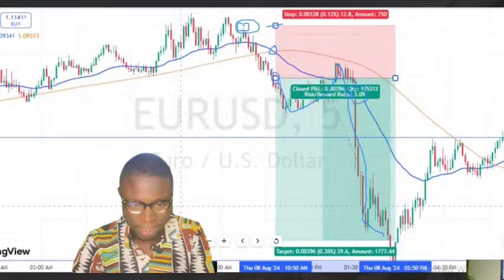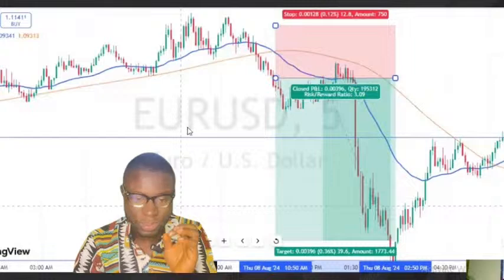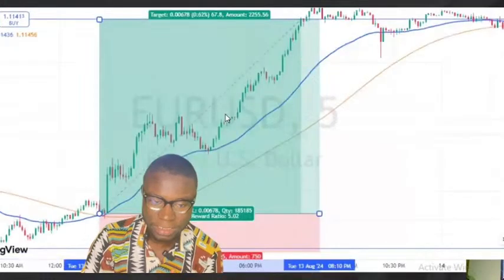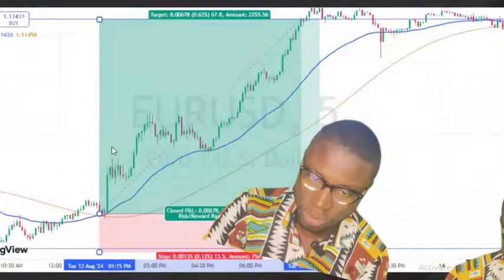So if you are not aware of this strategy, then you are sleeping on yourself. So let's see the next one. This is a buy scenario, guys.